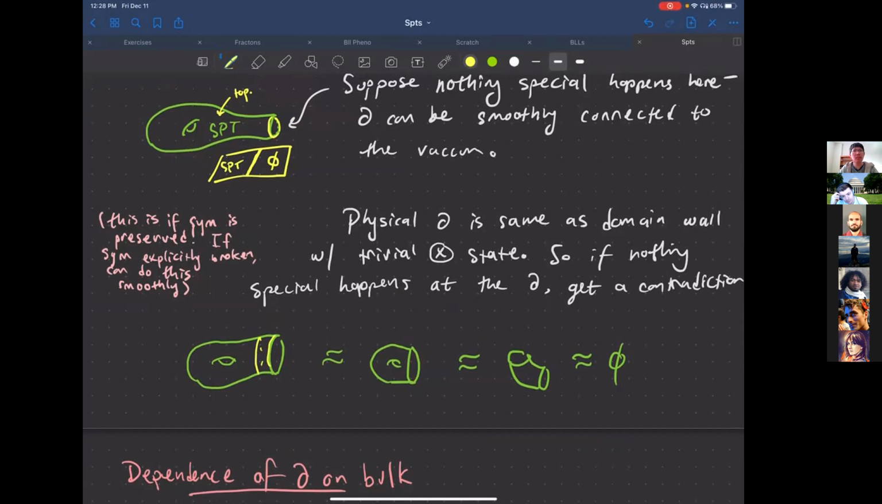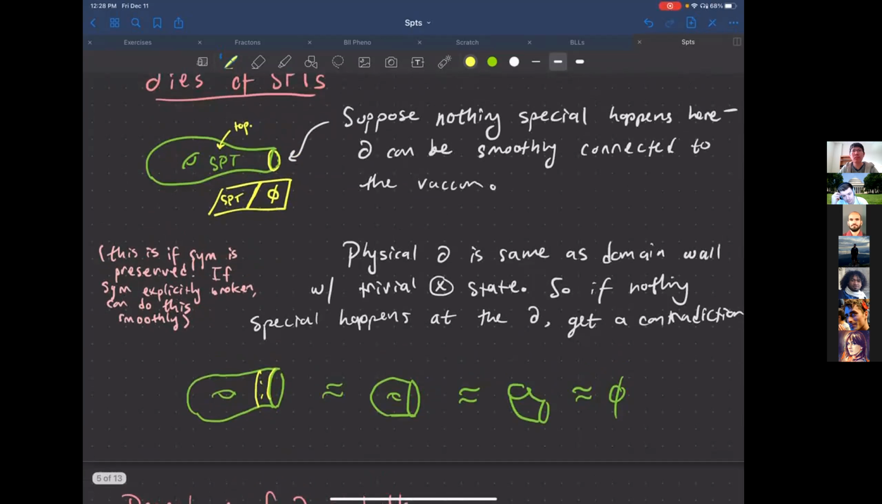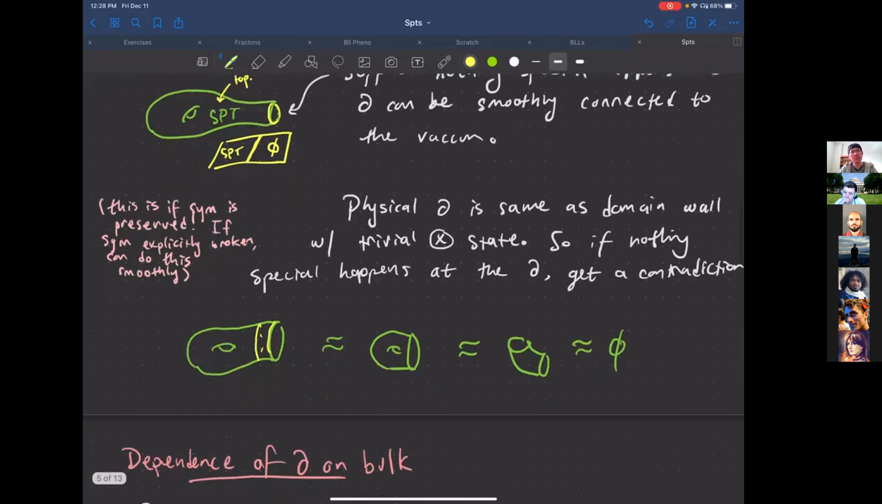So what this means is that at least if the symmetry is preserved so that the response action of the SPT is meaningful, the boundary has to be something non-trivial, sort of. Otherwise, I could eat up the whole system.